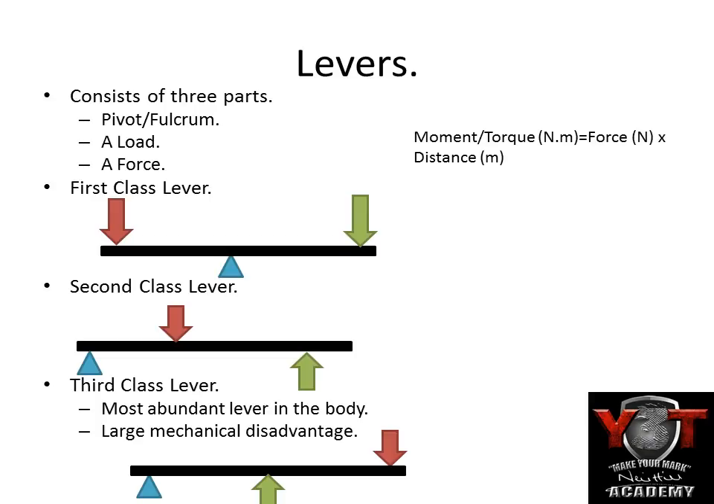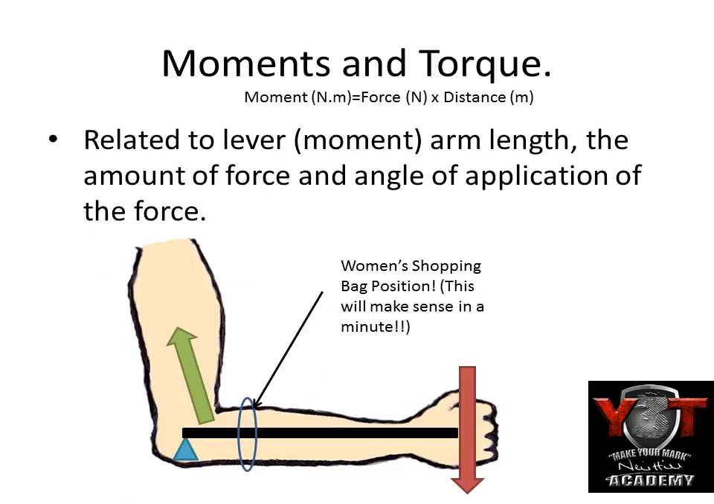Your moment is a measure in Newton meters, which, as it suggests, is the force times the distance from the fulcrum. So when we talk about moments and torque, if we think about our third class lever, we've got our body producing a force from our biceps. We've got our bicep tendon inserting here into our forearm.